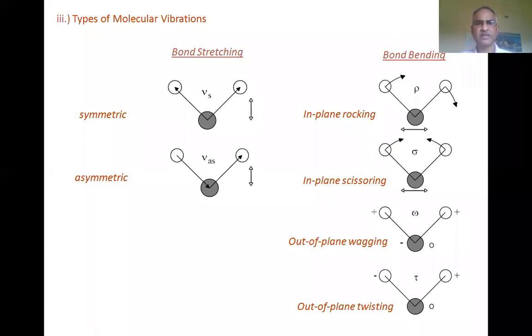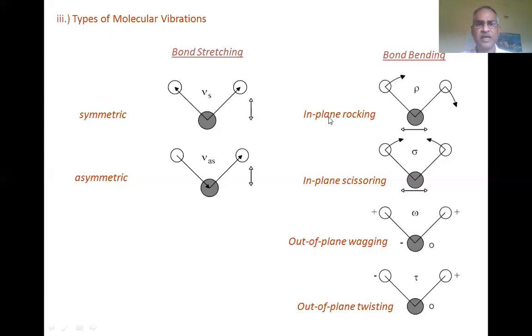So, what I'll be explaining today is the modes of vibration of molecules. There are two ways a molecule can vibrate. One is it can stretch, or the bond can bend. So stretching can be in two ways. Bending can be in four ways.